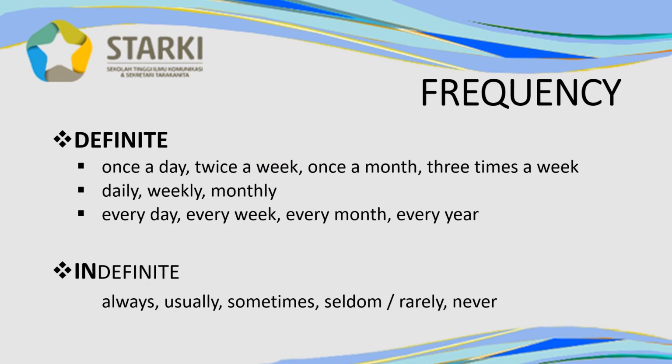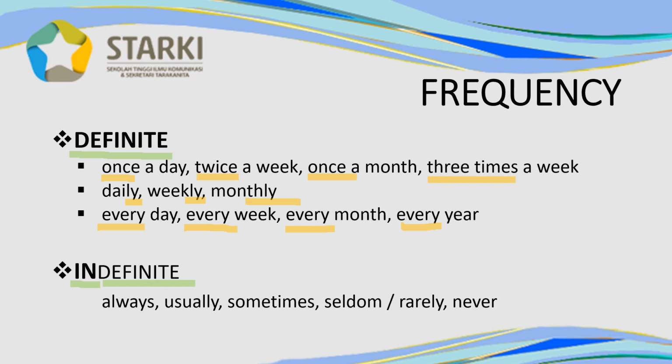Regarding this topic, work routines, in which the formula is using simple present tense, we are going to use also these words, the definite and indefinite frequency. So for example, the definite one, for example, once a day, twice a week, once a month. I'm going to try to underline once, twice, or three times, or daily, weekly, monthly, or every. These are the frequency of the definite ones. Definite means that yes, it's clear about once a day or twice a week.